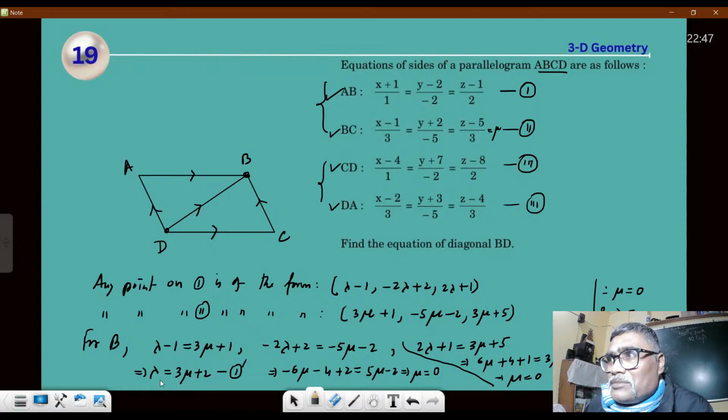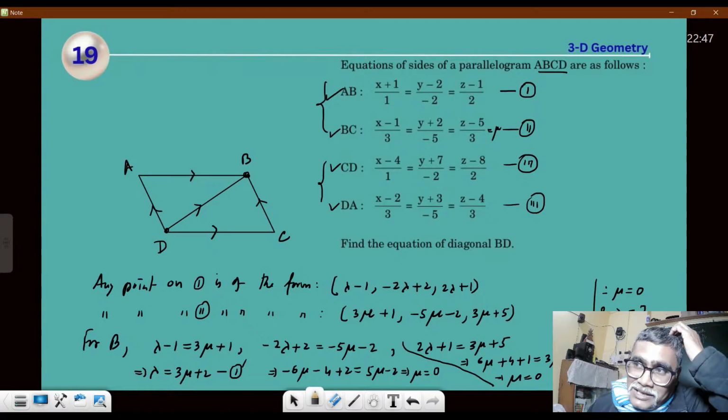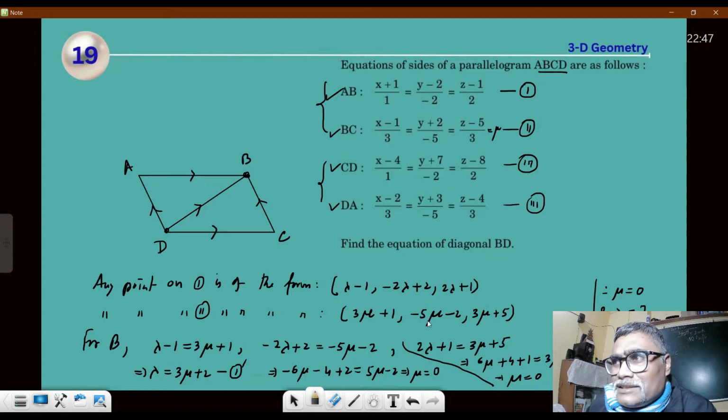Therefore, mu equal to 0 and lambda you also find from here. What will be the lambda? Lambda equal to 2. Now, if you put mu equal to 0 here, you will be getting the point. If you put lambda equal to 2 here, you will be getting the same point, right? Therefore, what will be the point B? Put mu equal to 0, then it will be easy for you. So 1, then here it is minus 2 and 5. So you got the point B.